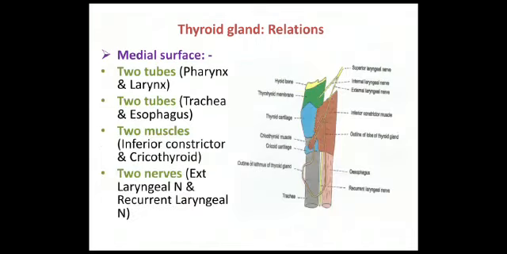The medial surface is related to two tubes, that is the pharynx and larynx. Similarly, you are going to find the trachea and esophagus. It is related to two muscles, the inferior constrictor muscle and the cricothyroid muscle. It is related to two nerves, the external laryngeal nerve and the recurrent laryngeal nerve.